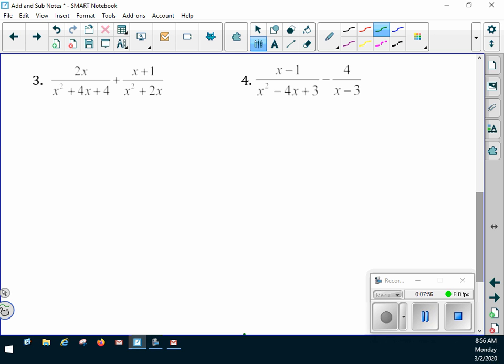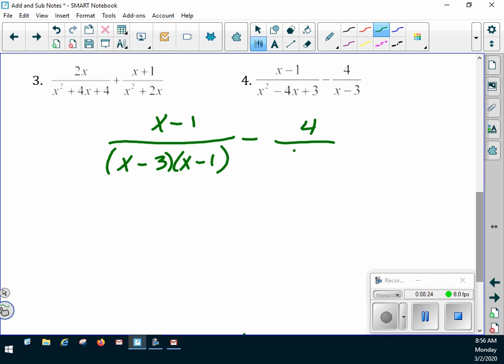Okay, this is a minus. What's the first thing we're going to do to try to subtract these two fractions? Common denominator. So this is x minus 1 over... I heard x minus 3 times x minus 1 from Sarah. Is that right? I think so too. Minus 4 over x minus 3.